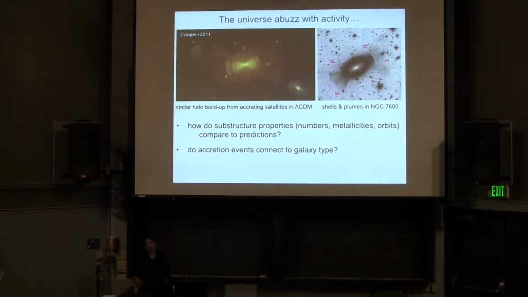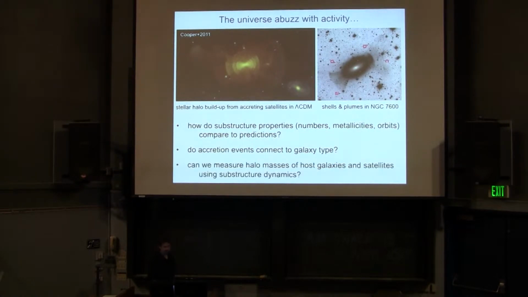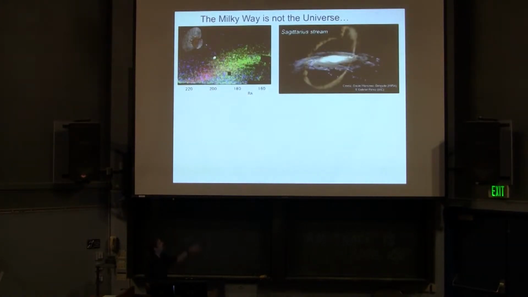And is there any connection between the types of substructures that you get and the galaxy type? Do spiral and elliptical galaxies differ because they have different infall histories, for example? And can we use those substructures as novel methods for constraining the masses of galaxy halos, as has been done in our own galaxy with the Sagittarius stream, for example? Speaking of our galaxy, here are a couple of familiar things: the field of streams on the left, from the Gaia satellite, and a model of the Sagittarius stream.